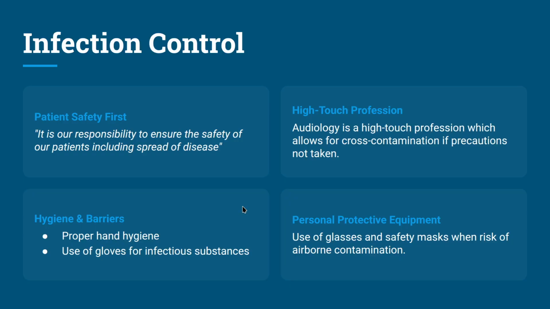Personal protective equipment. We don't usually use glasses and safety masks on a regular basis, but during COVID-19, for example, that became more commonplace. If you work in a hospital setting and you happen to be working in an area where there's infectious disease, you may have to wear glasses and safety masks. Or if you're working in the operating room, you may have to wear a safety mask, like a surgical mask. That's commonplace if you work in an operating room setting.